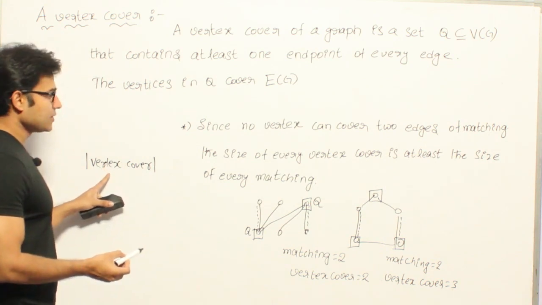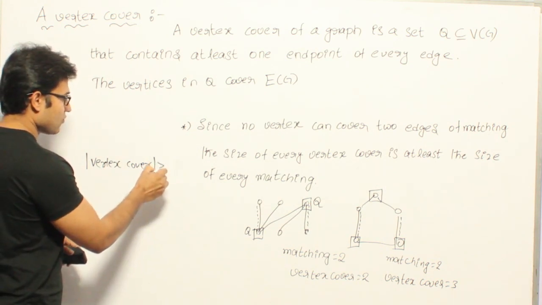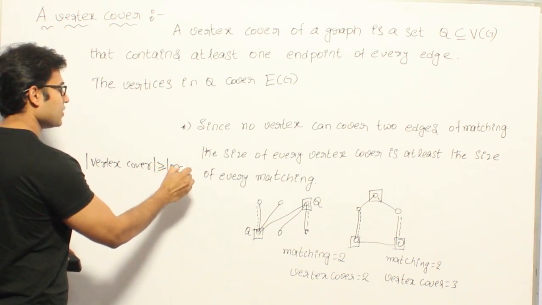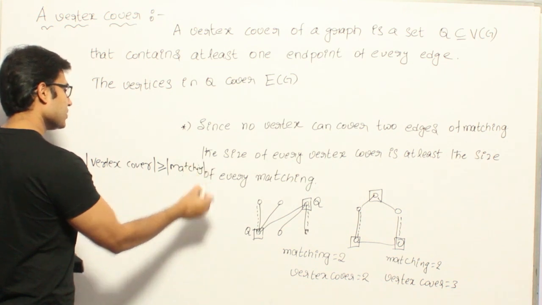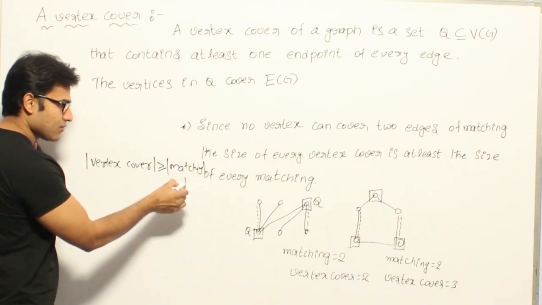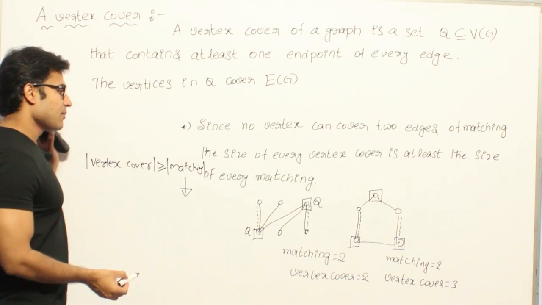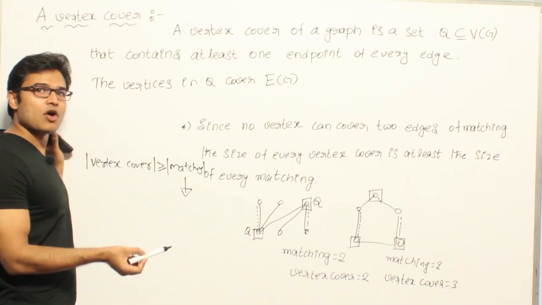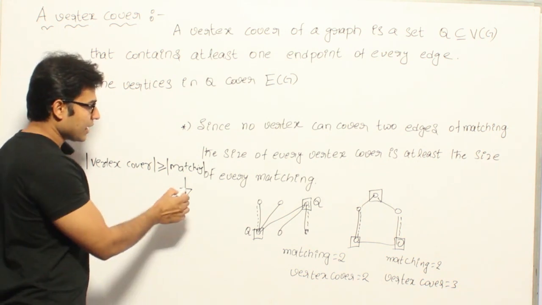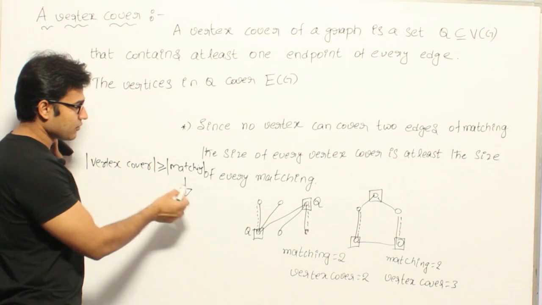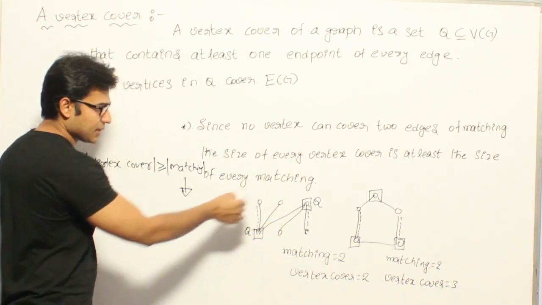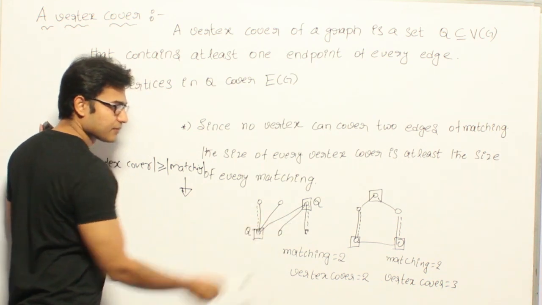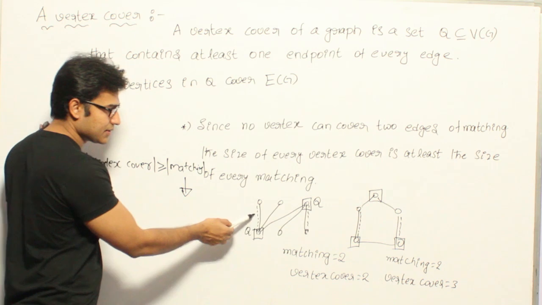Now they are saying that the size of a vertex cover is at least the size of every matching. The vertex cover is always greater than or equal to the size of the matching. Now why should this be true? If you take a matching, what does it say? It says that a matching is a set of edges which do not have any vertex in common, right? Therefore it will contain part of the graph. For example, if you take this graph, the matching is this edge and this edge, isn't it? So one of the matchings is this edge and this edge.